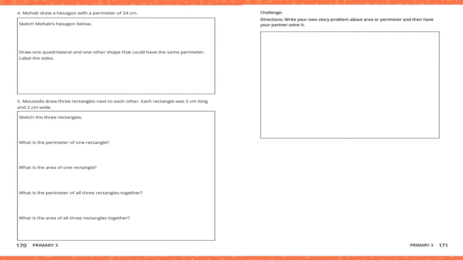Muhab drew a hexagon with a perimeter of 24 centimeters. And as we know, the hexagon has 6 equal sides. So the perimeter of the hexagon will be side length times 6. And to know the length of the side, we divide 24 by 6, which equals 4 centimeters. Now draw one quadrilateral and one other shape that could have the same perimeter.